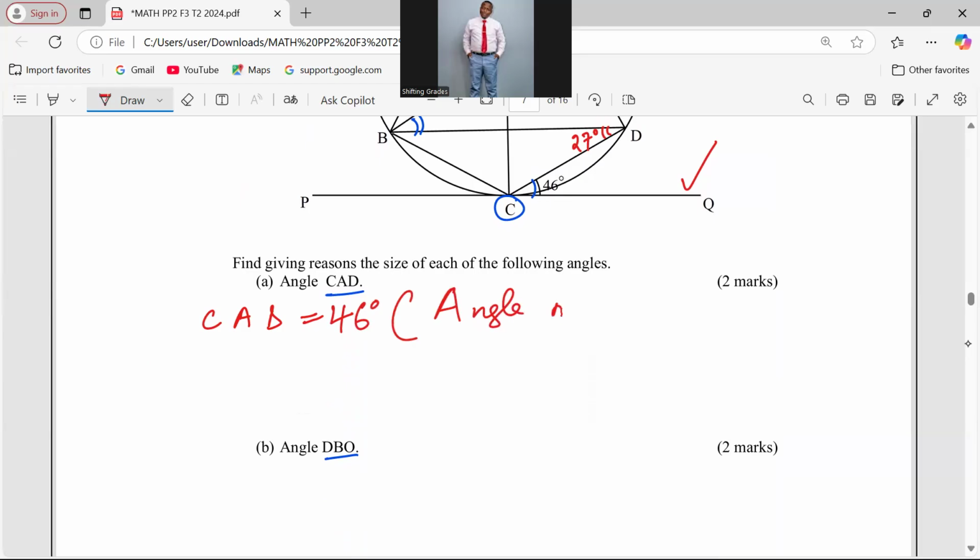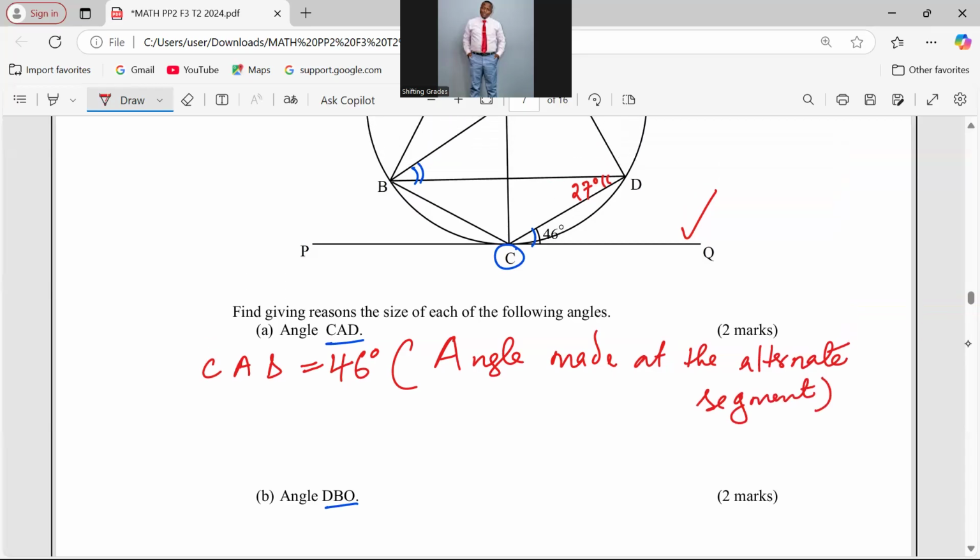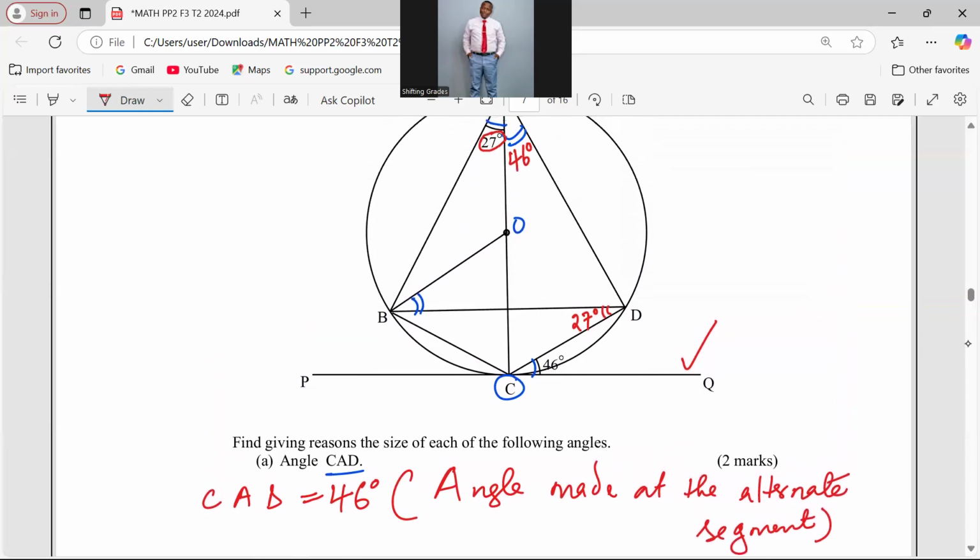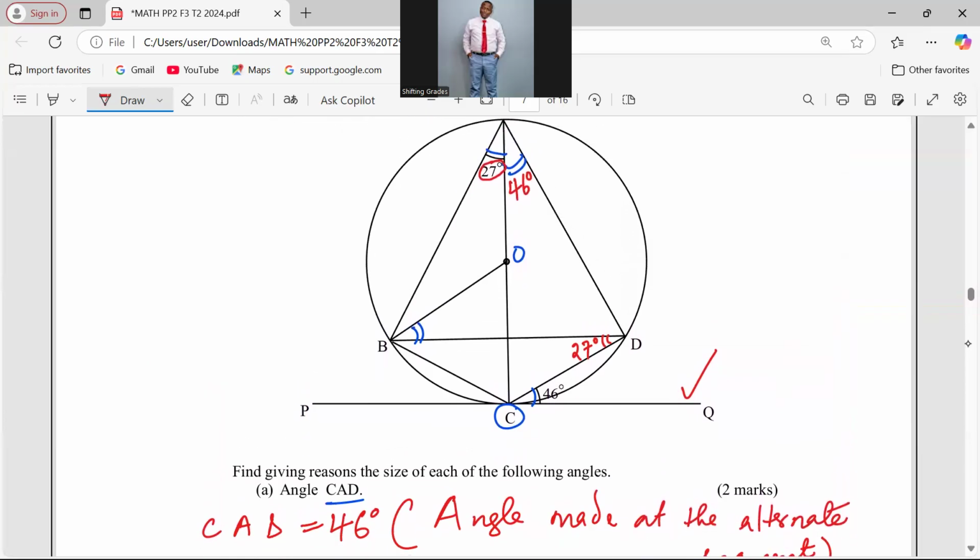The angle made at the alternate segment should be the same as the angle made by the same chord and the tangent. That is good. Now, if we are to look at other angles which might be equivalent to 46, then we would say that CD is also the one that produces the angle here. Angles produced by the same chord are usually equal. So that is 46.